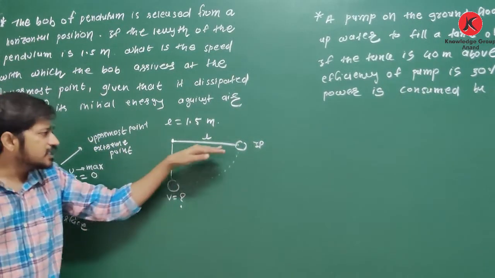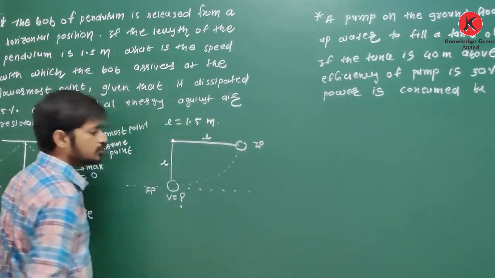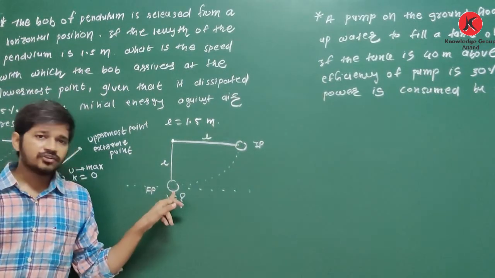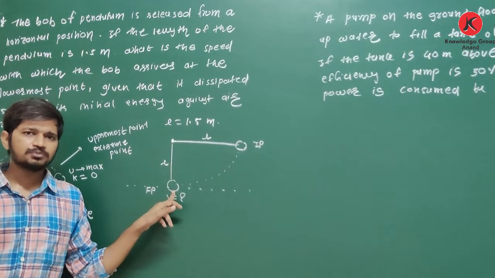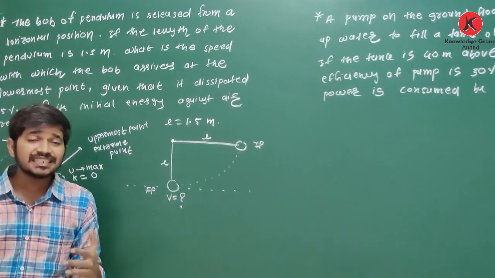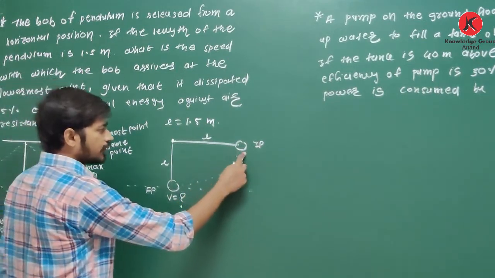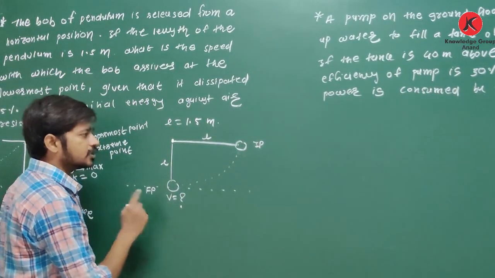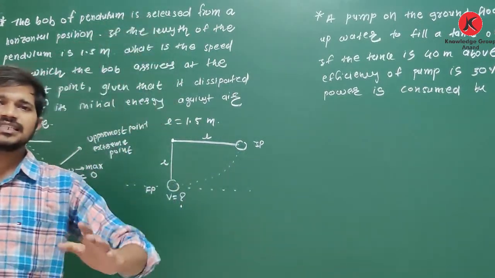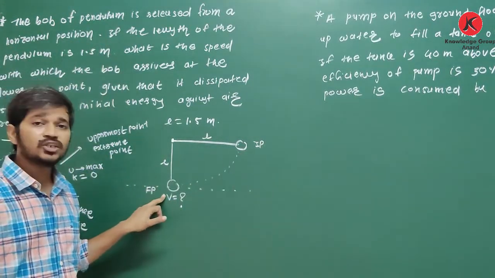Initially the bob is in this situation. I am again taking the reference surface passing through this lowermost point. So at this point potential energy is 0, but kinetic energy is maximum. At the initial point, as it is in the horizontal position and released from rest, it has only potential energy. Here it has only kinetic energy. If air resistance is neglected, we can say its total potential energy is converted into total kinetic energy.